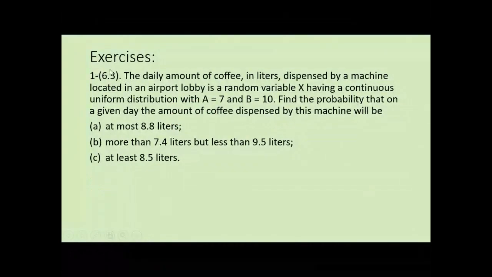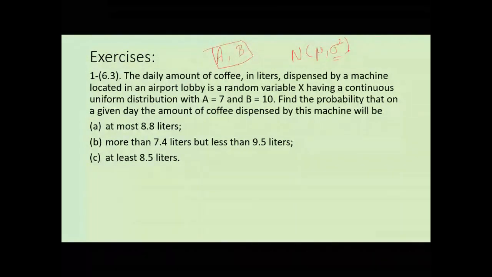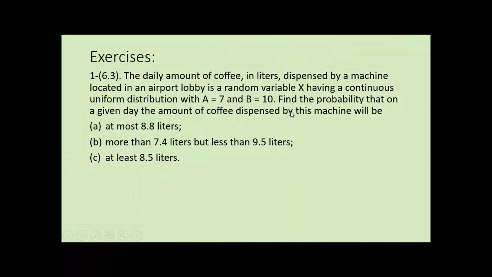Exercise starts now. The daily amount of coffee. Read this problem, we will solve it. What is given? Is it normal? We have studied only two distributions: uniform and normal. For uniform distribution, to find any property, you need only two pieces of information: lower limit A and upper limit B. Everything happens in an interval. For normal distribution, you need mean and variance or standard deviation. So read the problem and understand which distribution is given.